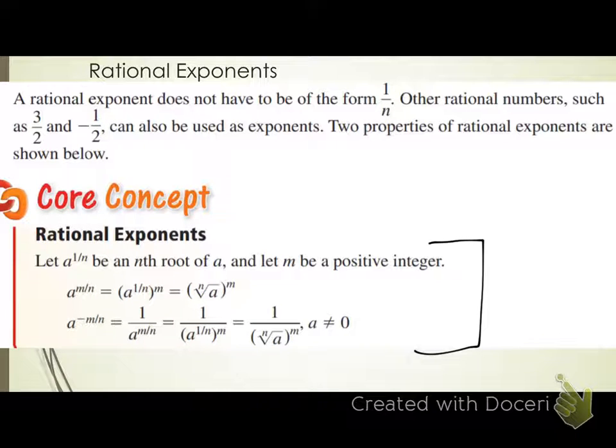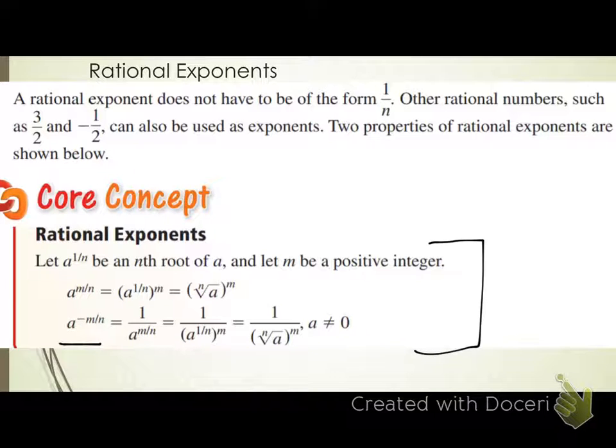It says let a to the 1 over n be an nth root of a, and let m be a positive integer. So if I have a to the m over n, I can break it down like this. This helps me because I know a to the 1 over n power, I can rewrite with a radical, the nth root of a. So it's just the nth root of a raised to that m power. And hopefully you guys will see that a little bit once we do some examples.